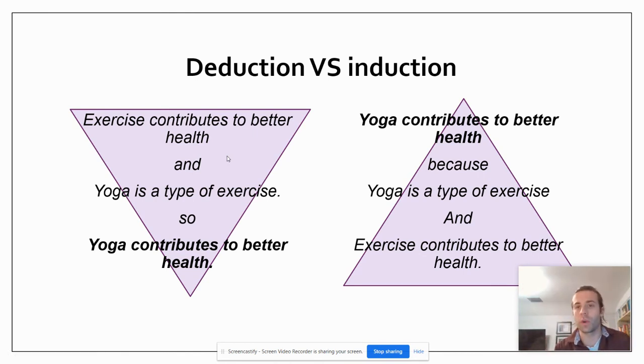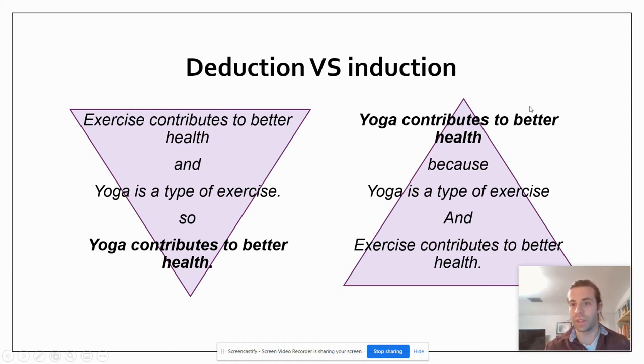So if I'm looking for deductive reasoning, going from broad to specific, I would think of this argument something like this. Exercise contributes to better health. More specific, yoga is a type of exercise. Even more specific, yoga contributes to better health. Often I will, in academic papers, structure my introduction this way, where I've got a broad statement and I'm narrowing it down and I'm narrowing it down until I get to my thesis.